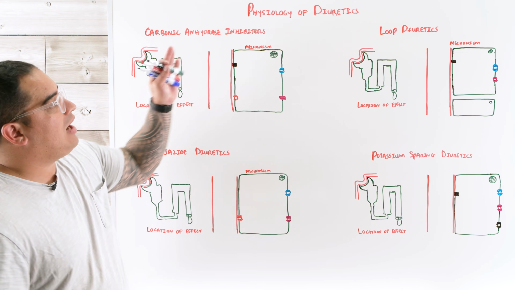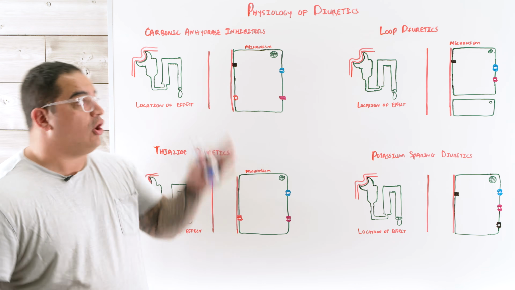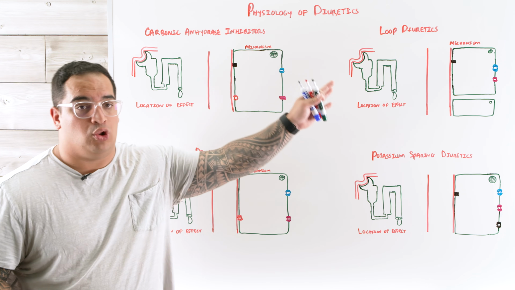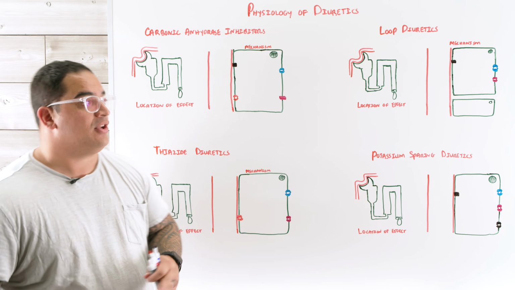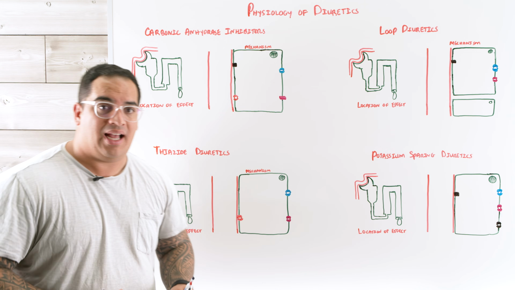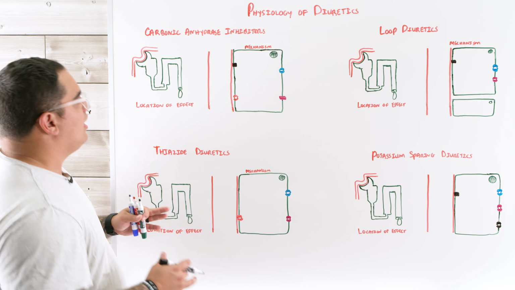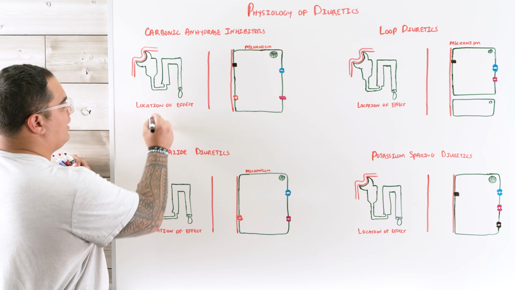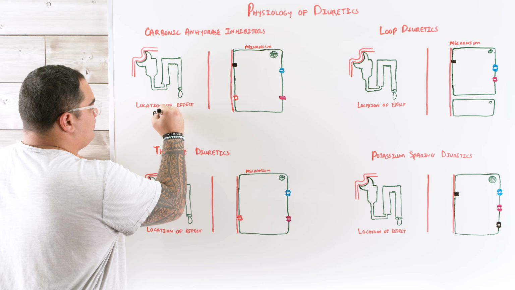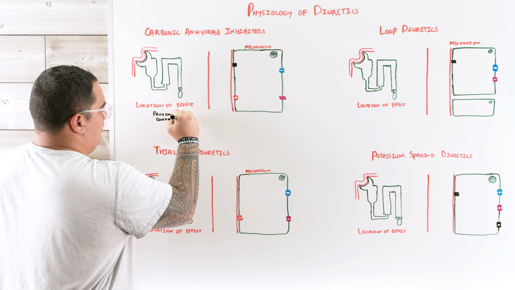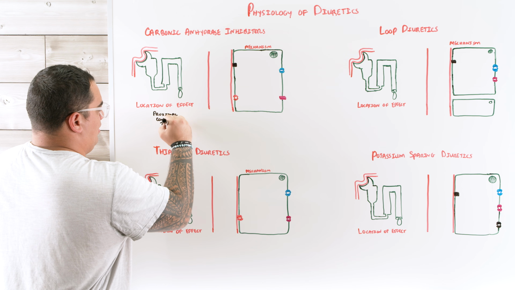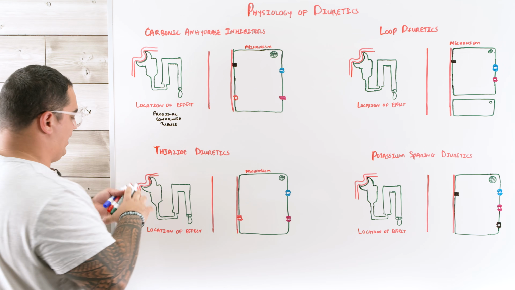All right, so we have a couple different types of diuretics, and they're going to be carbonic anhydrase inhibitors, your loop diuretics, your thiazide diuretics, and your potassium sparing diuretics. We're going to start off first with the carbonic anhydrase inhibitors. Now these are diuretics, and where they usually exert their effect is going to be on the proximal convoluted tubule. And their mechanism is actually quite interesting.